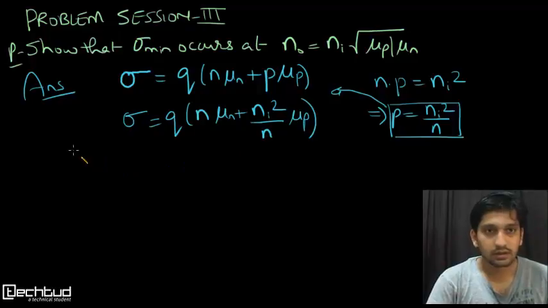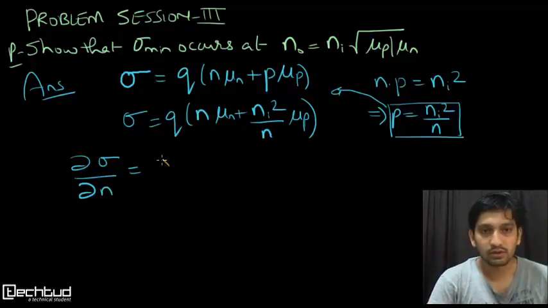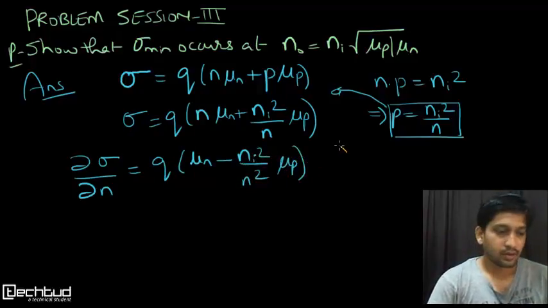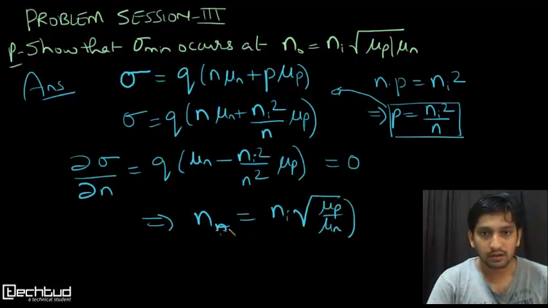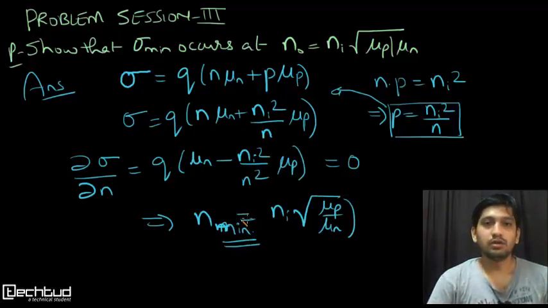Now differentiate both sides with respect to the concentration of electrons. This is q times (mu n minus ni square by n square into mu p). When you equate it to 0, you will get n minimum: n is equal to ni under root of mu p by mu n. And this is nothing but n minimum. Okay, so this solves the problem.